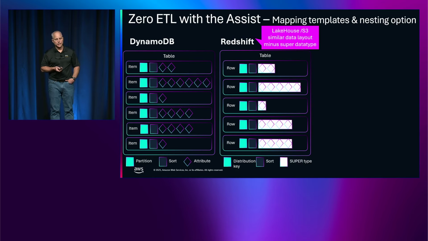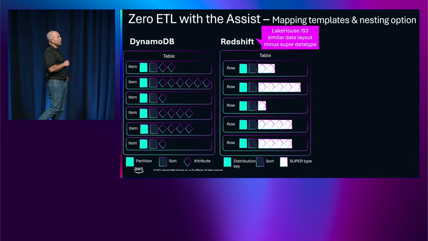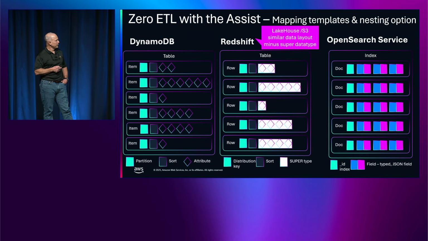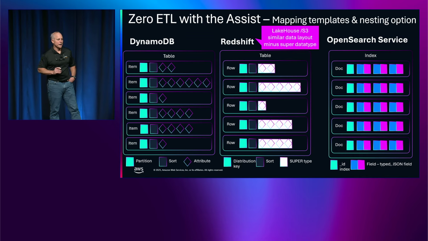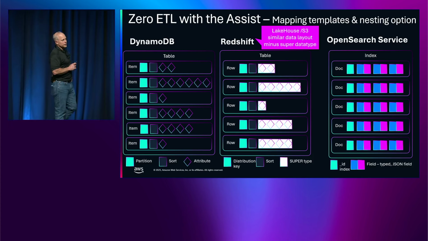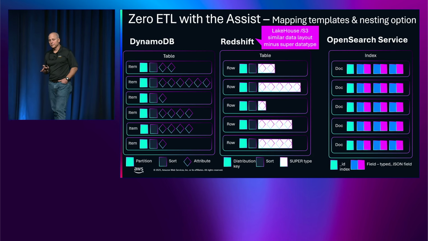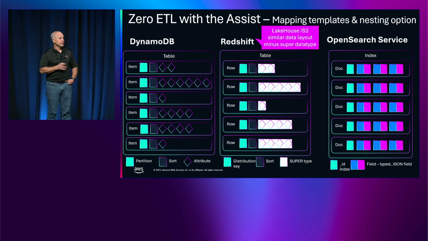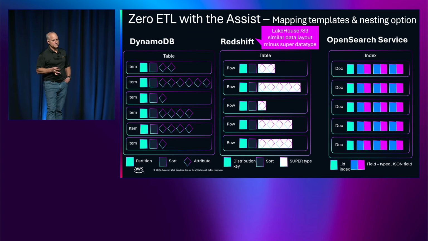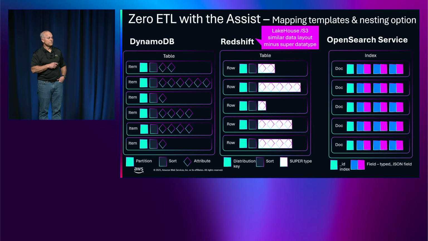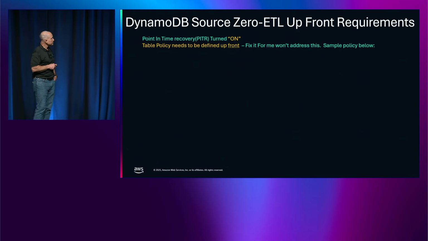Now, the Lakehouse S3 target from Dynamo, similar, except it just doesn't have the super data type. For even more fun, right? OpenSearch is also a target system that we can do from DynamoDB. Now we're talking documents, index IDs, and search criteria, right? So it's a completely different data layout. This is part of that complexity in managing your data pipelines and figuring all this mapping out. This is where zero-ETL is going to help you with that.